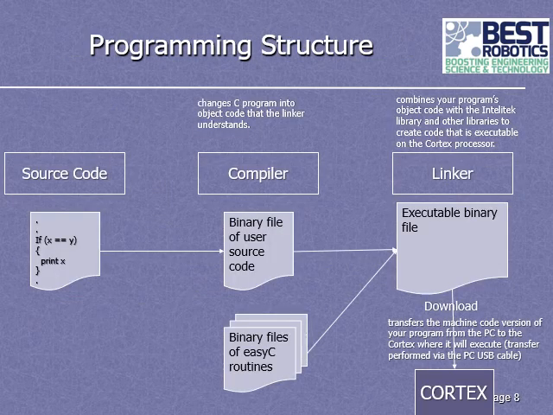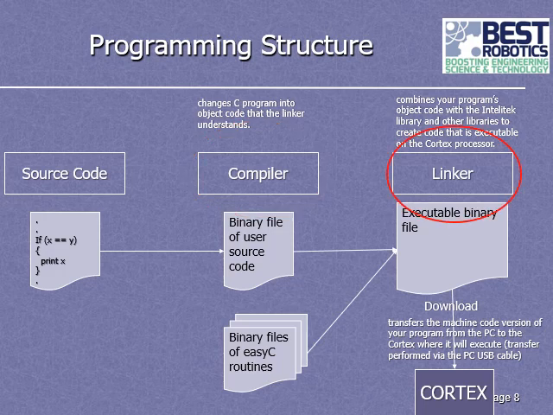Here is a quick overview of what happens when you say build and download. Here's the source code. This is the stuff that you just wrote in your EasyC. It's a text file. You could look at it. It's human readable, but of course computers don't want to read it in that form. So enter the compiler. What the compiler is going to do is take that text C code and turn it into a binary file that the computer can then read.